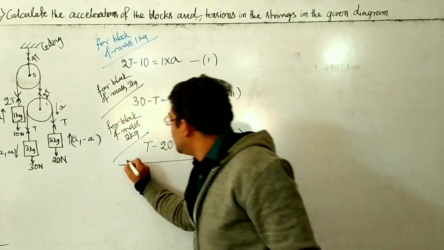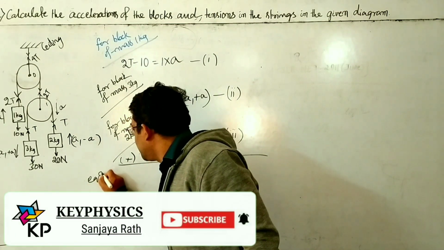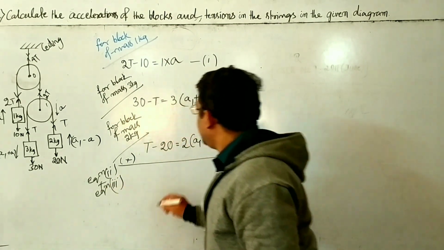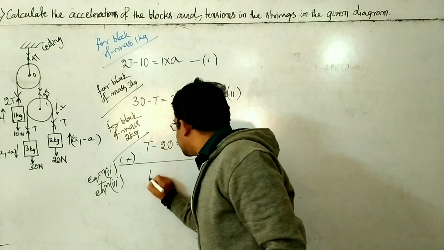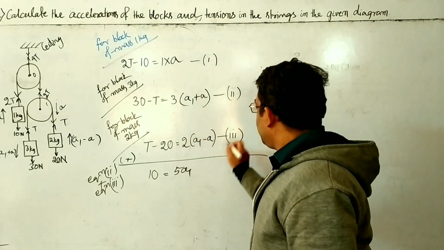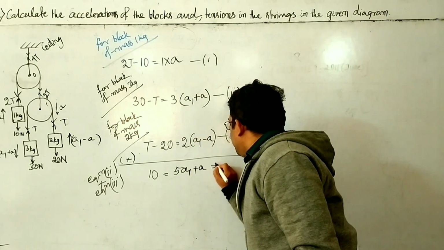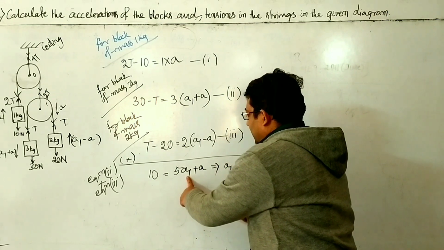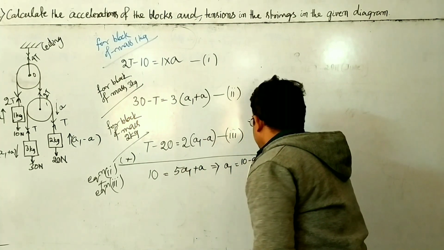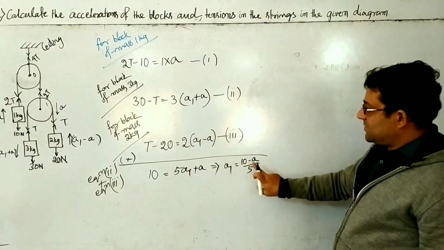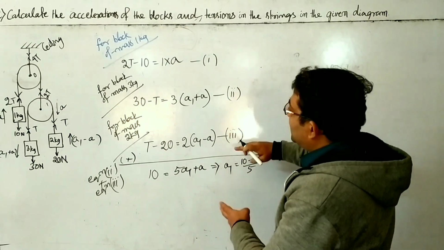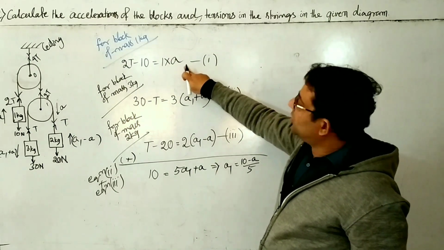You just add equation 2 plus equation 3. Then T minus T will get cancelled. 30 minus 20 is 10, which is equal to 3A1 plus 2A1, that is 5A1, and 3A minus 2A plus A. This implies that A1 is equal to (10 minus A) divided by 5. We got A1 in terms of A. Now if we substitute A1 in terms of A in any one of the equations, we can find out T and A, right?